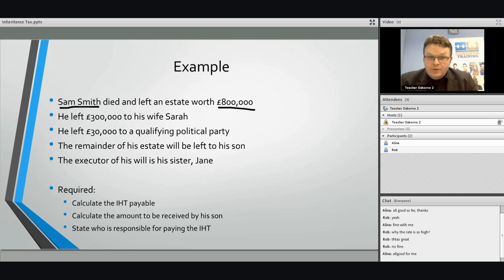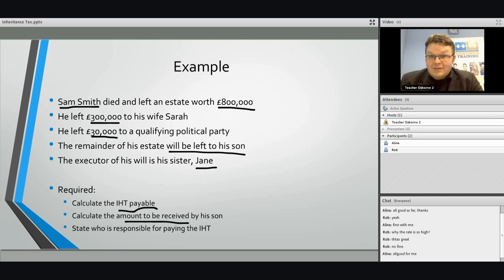So there are a few extra things added to this. He left £300,000 to his wife Sarah, just to make sure that she was okay and that she could afford everything. He also left £30,000 to a qualifying political party, okay? And the remainder of his estate will be left to his son. So we also need to know who the executor of his will is. Well, he's elected for his sister Jane to be the executor of his will. So the question asks us here to calculate the IHT payable and calculate the amount to be received by his son. Right? So his son is not going to receive, what does it say?